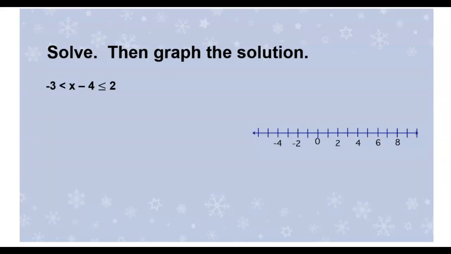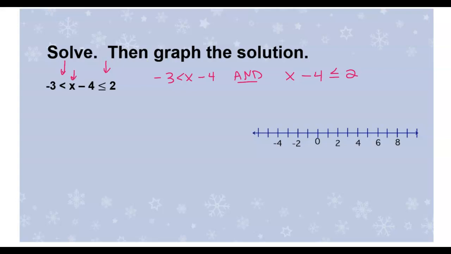The last example is also a compound inequality. We saw that earlier, but this time x is in between. So something, subtract 4, is greater than -3, and it's less than or equal to 2. So we can separate those. -3 is less than x minus 4, and the expression x minus 4 is less than or equal to 2. I strongly suggest a lot of you doing that.